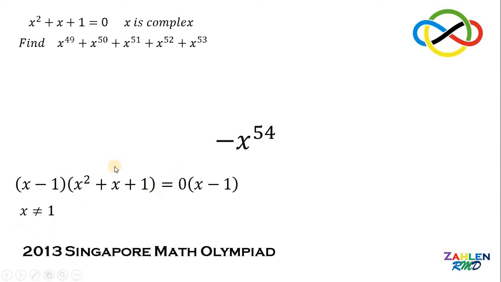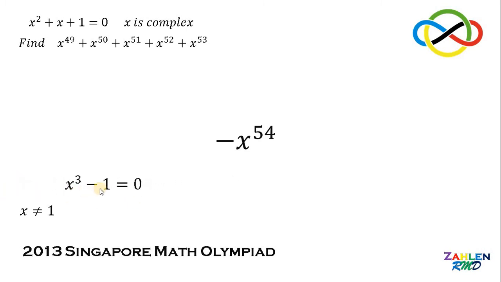So given this original equation, now notice the left hand side of our equation. We have x minus 1 multiplied by x squared plus x plus 1. This is familiar because this is a special product and it is equivalent to x cubed minus 1. And we know the right hand side is just 0. So we have x cubed minus 1 equals 0. Now add 1 on both sides, we get that x cubed equals 1.